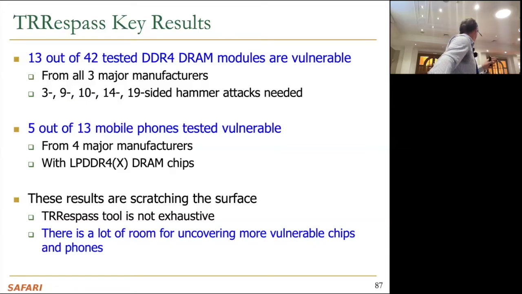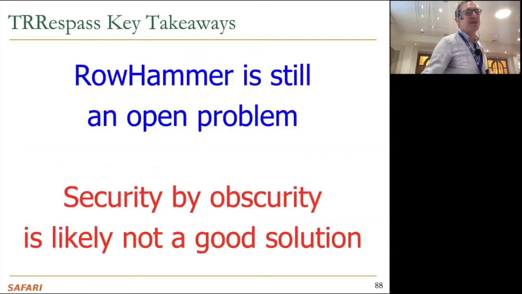SGX hammer probably. Okay, so basically, this paper showed that RowHammer is still an open problem, and security by obscurity is likely not a good solution. And I still believe that. I think we should be much more open about things. DRAM manufacturers like resorting to obscurity, as we will see again in 2024. So we have not changed this part, but at least the solutions are getting slightly better.